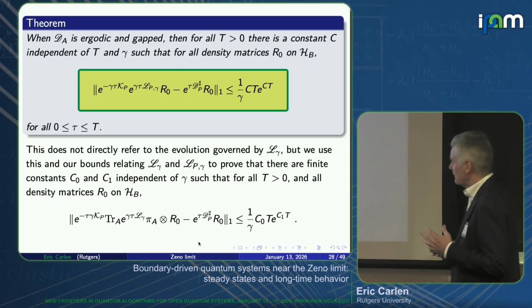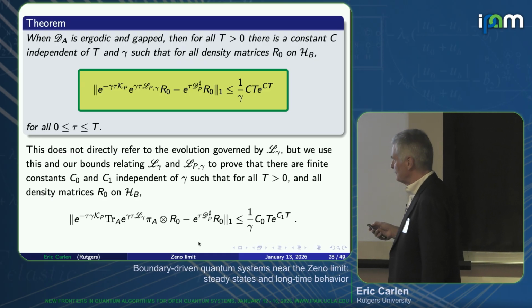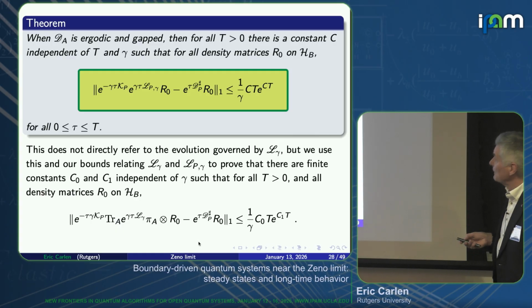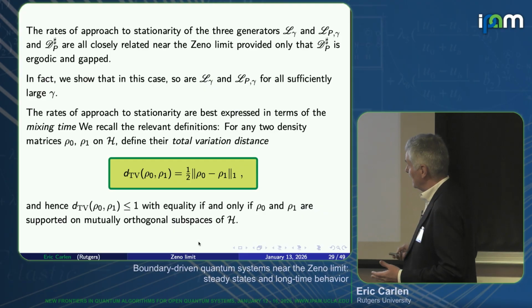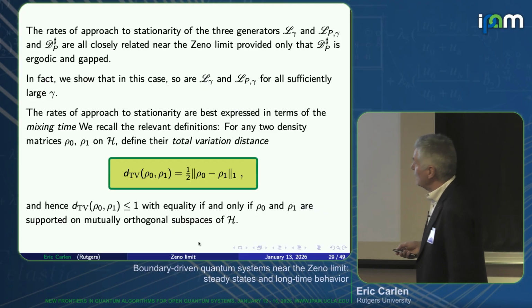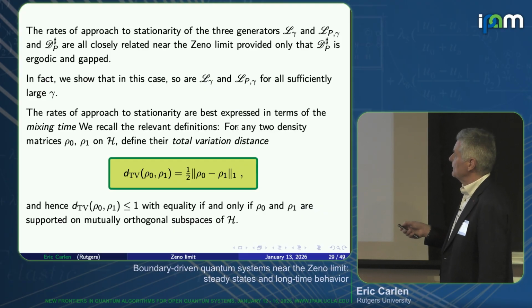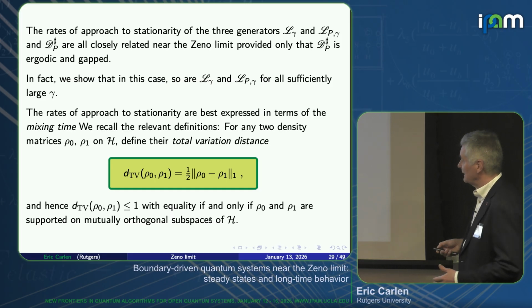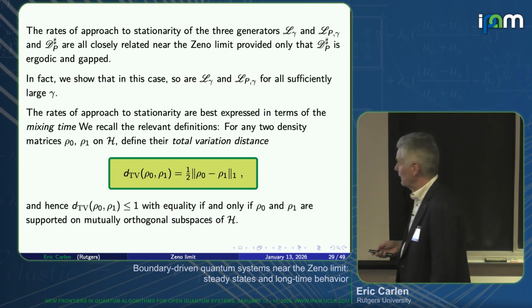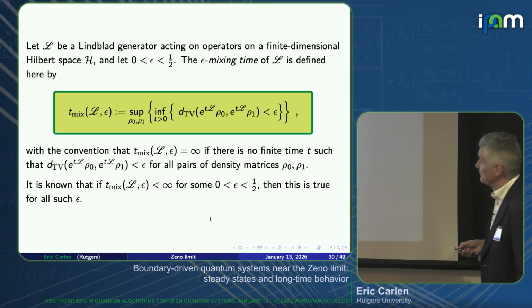Okay? And now this is something that we can use. So there's no gamma in this thing. This is something we can use to control mixing times and relate the mixing times of all these things. Okay? So the total variation distance is this thing. It showed up in several talks already. The 1/2 is traditional for probabilists. It means that this total variation distance between any two density matrices is less than 1, with equality if and only if the rho 0 and rho 1 are on orthogonal subspaces.